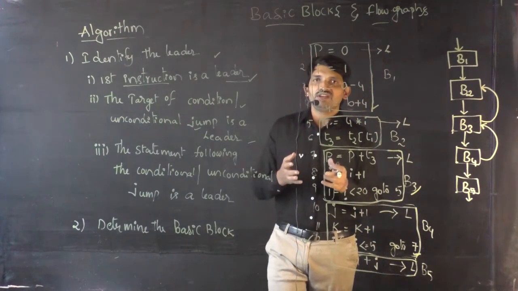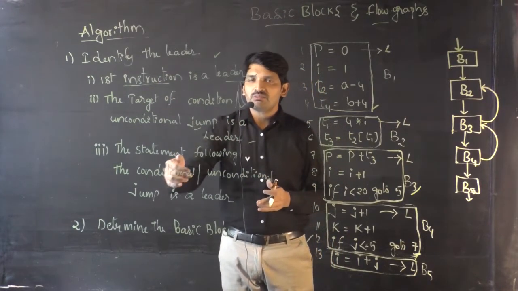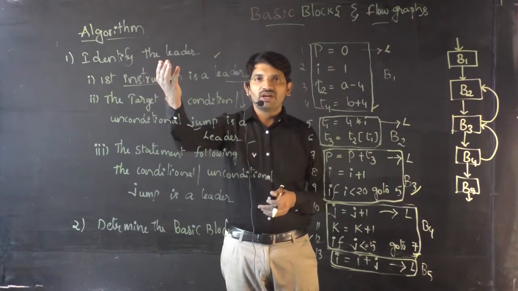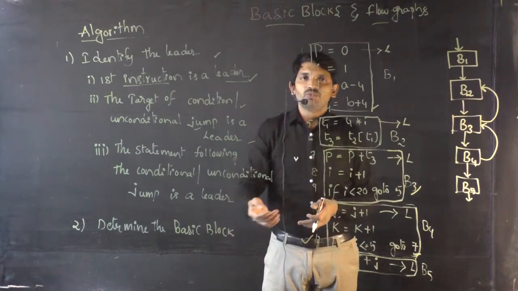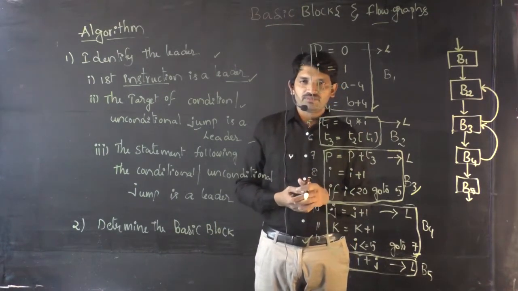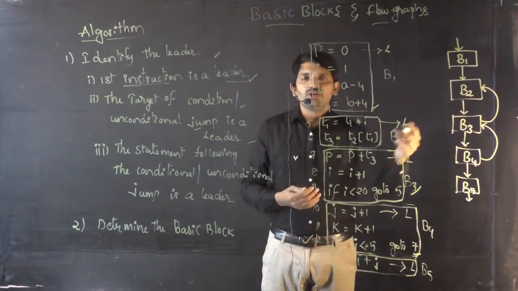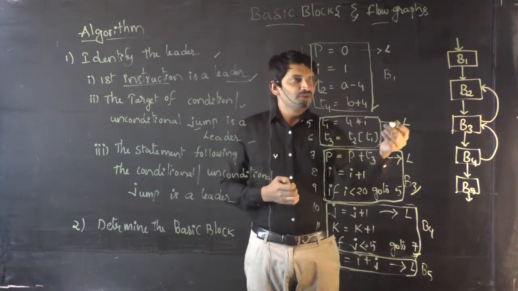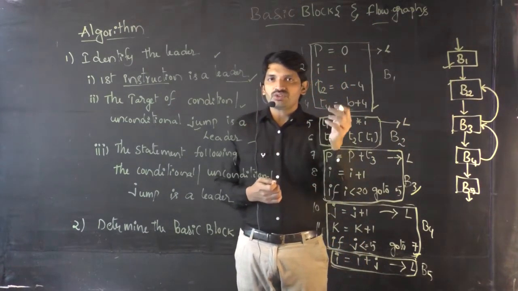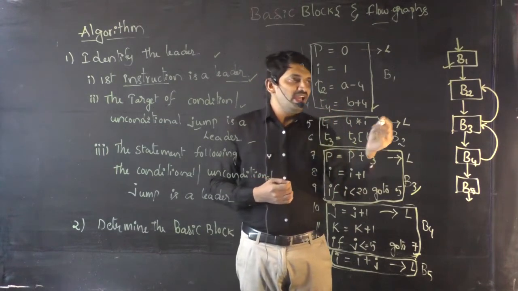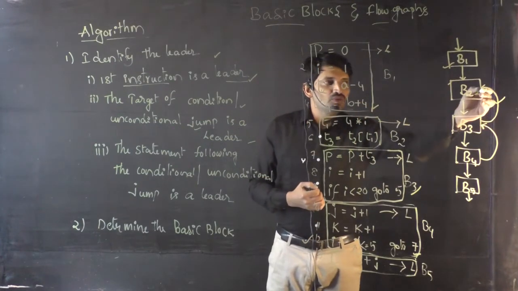So for the given 3 address code, first we have to construct the basic blocks, depending on the basic algorithm where we identify the leaders first, and after identifying the leaders we draw the basic blocks. After drawing these basic blocks, we can construct the flow graph. A flow graph consists of edges and nodes. The nodes represent the basic blocks and the edges represent the flow of control between two basic blocks.